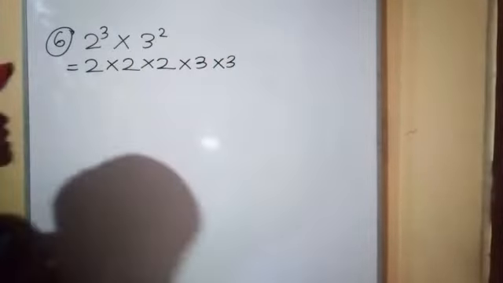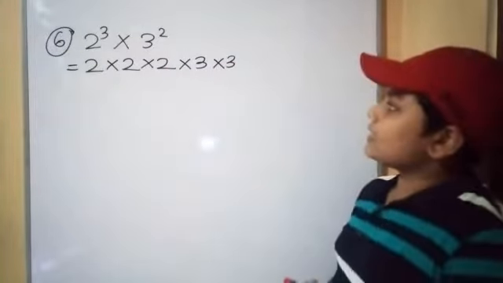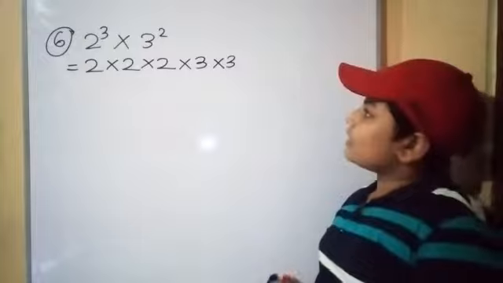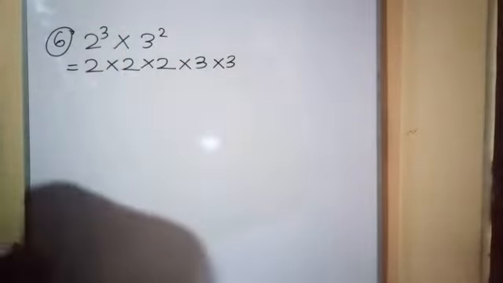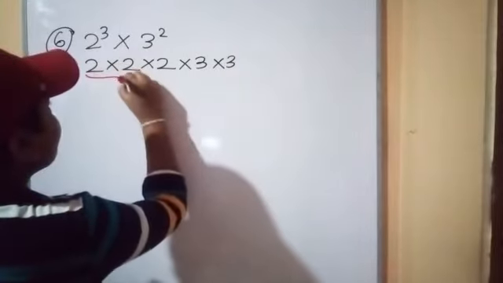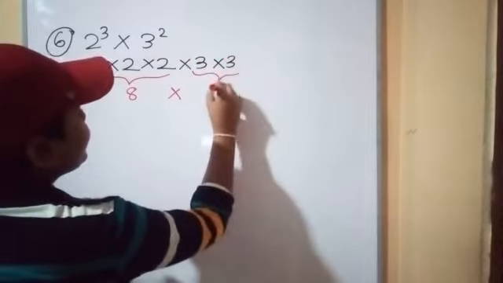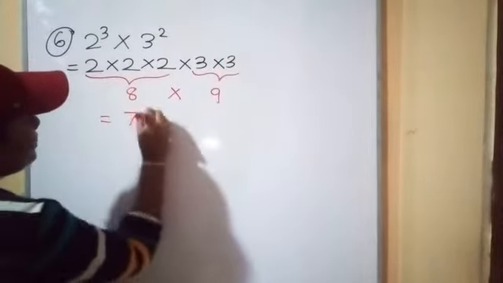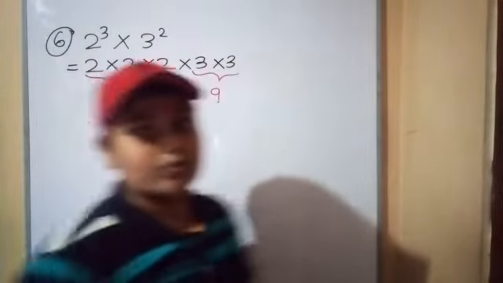Like this. Now you know that 3 to the power 2 means the twice of the 3. Right? Now the 2 cube, 3 squared you can write. Now what's the answer? 2 multiply 2 multiply 2 means 8. 3 multiply 3 means 9. What's the answer? 72. Now the value is 72.